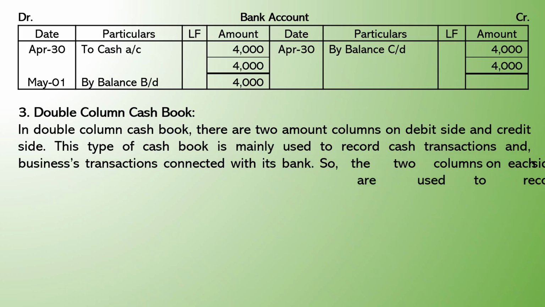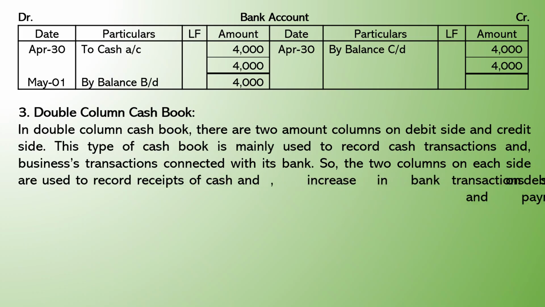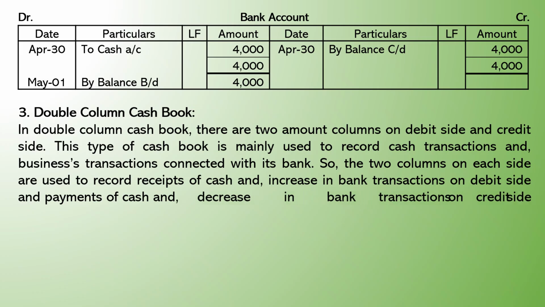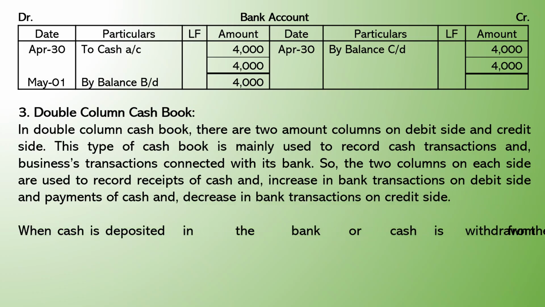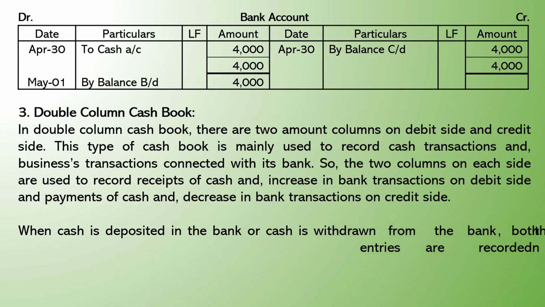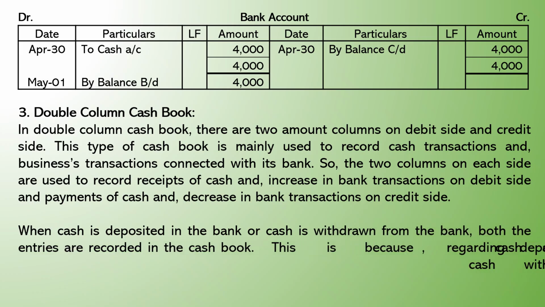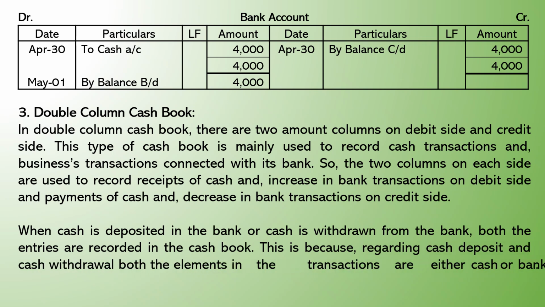So, the two columns on each side are used to record receipt of cash and increase in bank transactions on debit side and payments of cash and decrease in bank transactions on credit side. When cash is deposited in the bank or cash is withdrawn from the bank, both the entries are recorded in the cash book. This is because, regarding cash deposit and cash withdrawal, both elements in the transactions are either cash or bank.